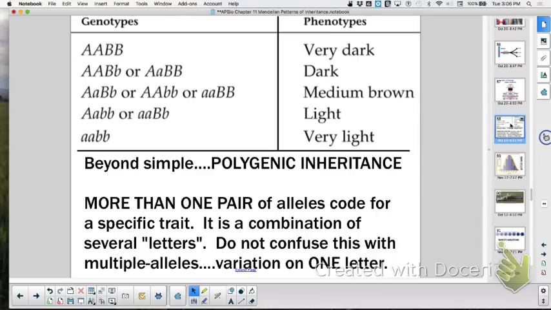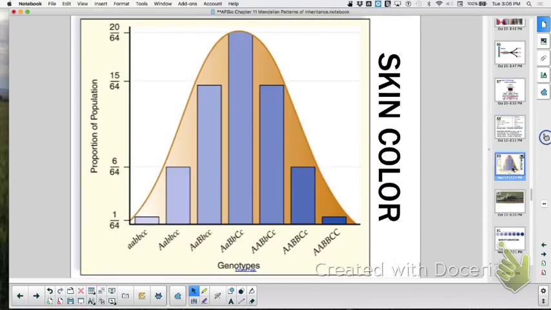Polygenic. So, for instance, when we look at colors of skin, we have 3 genes we're looking at. Some A's, some B's, and some C's. And so if you're very, very, very, very, very light, you're homozygous recessive for all of those. If you're very, very, very, very dark, then you're homozygous dominant for all of those. You all right with that?